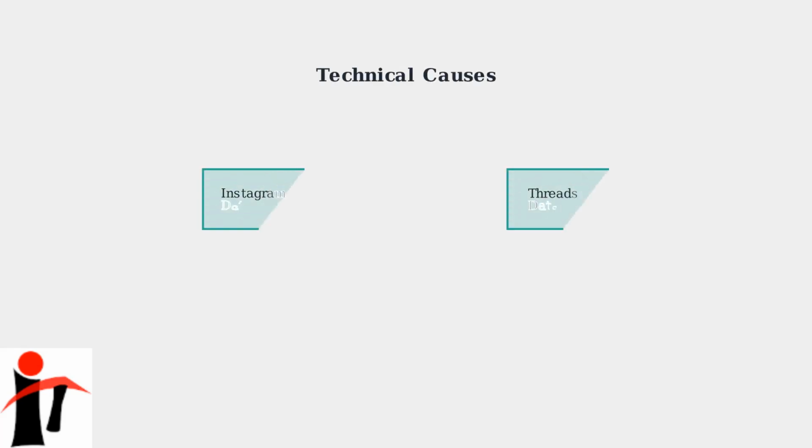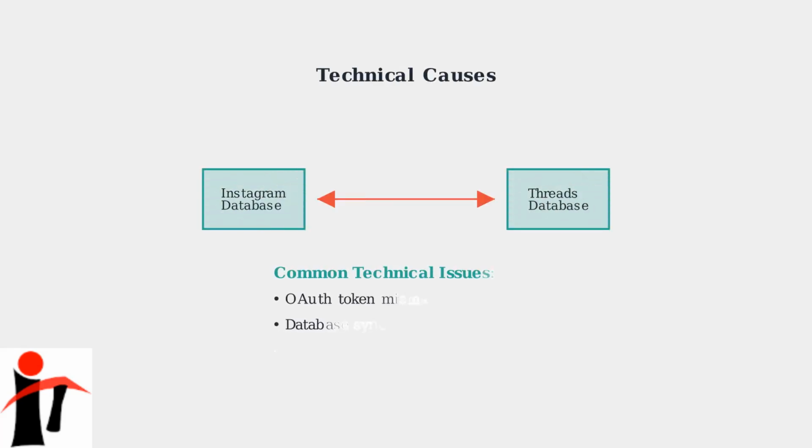Understanding the technical causes helps explain why this error occurs. The problem typically stems from OAuth token mismatches, where the authentication credentials between Instagram and Threads become out of sync, or from failures in synchronizing user data between the Instagram and Threads databases.